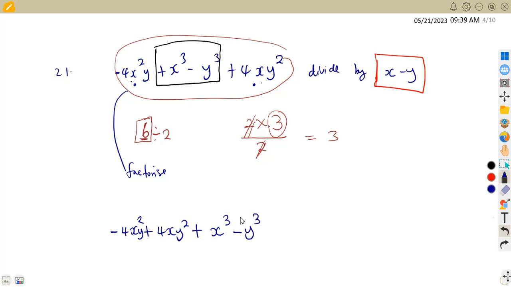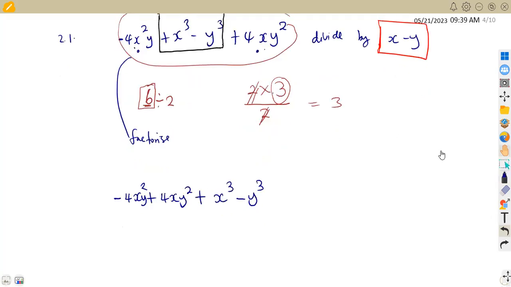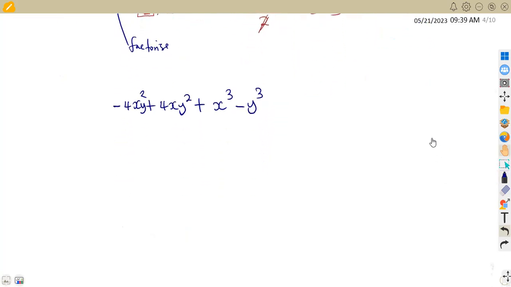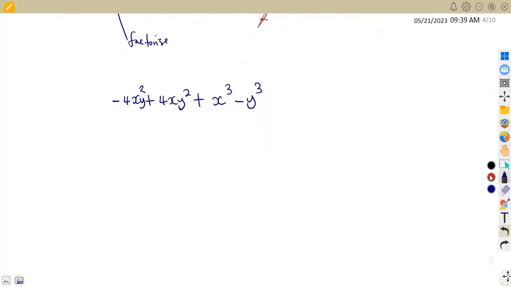There's something that is going to happen there. If you check here, we have an expression that has got 4 terms: 1, 2, 3, 4. So what you can do is to factorize the first 2 terms here. What is common for these 2 terms? But before you factorize these 2 terms, consider what you have for the remaining 2 terms, which is x cubed minus y cubed.